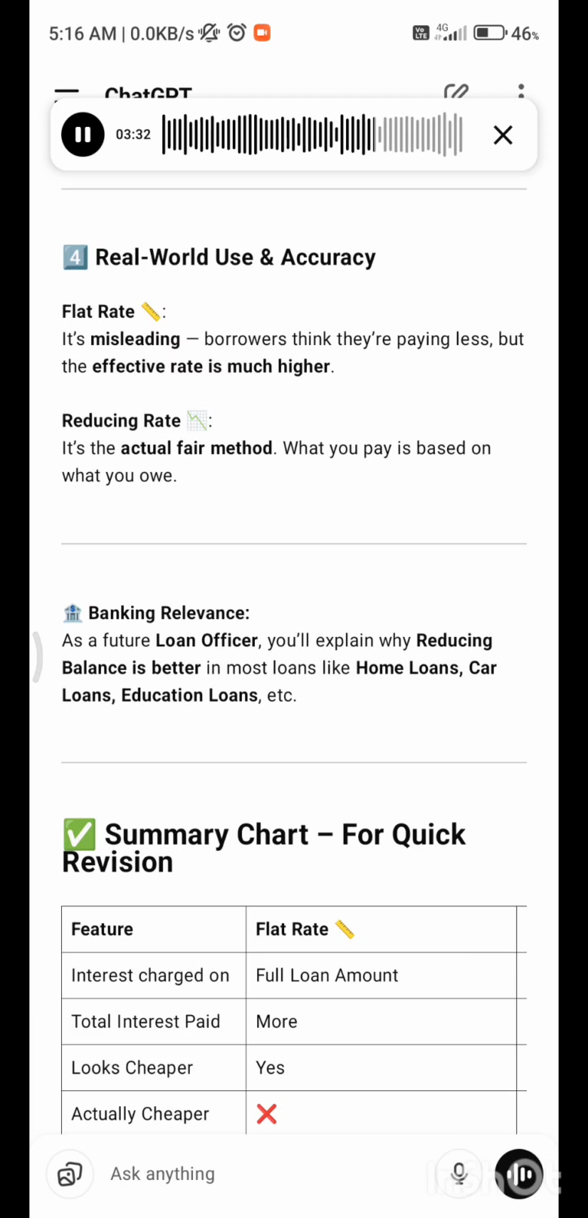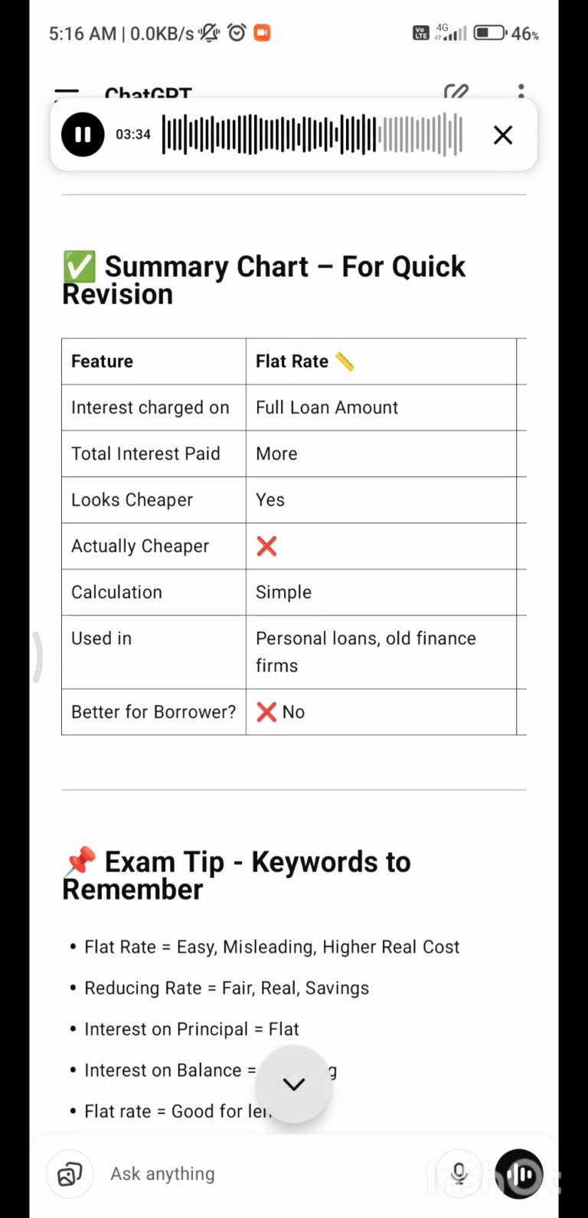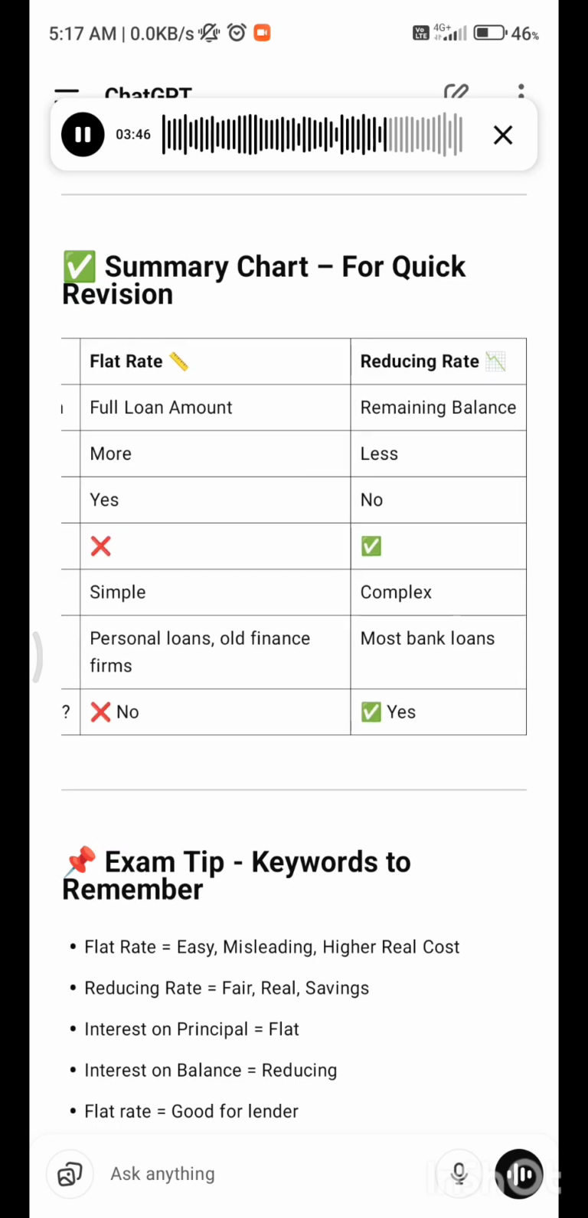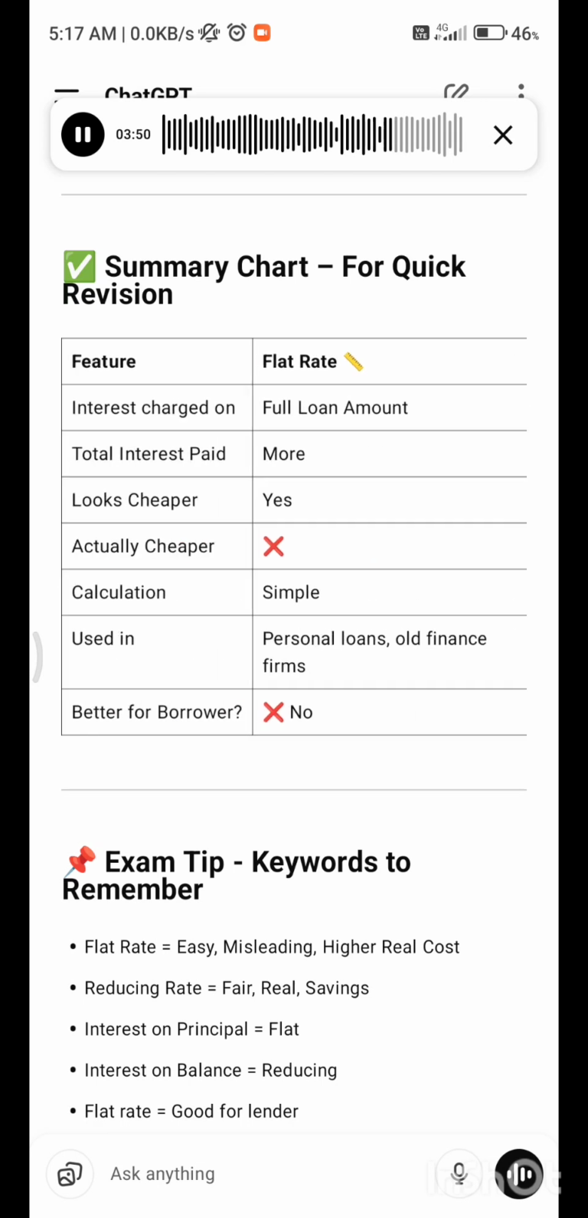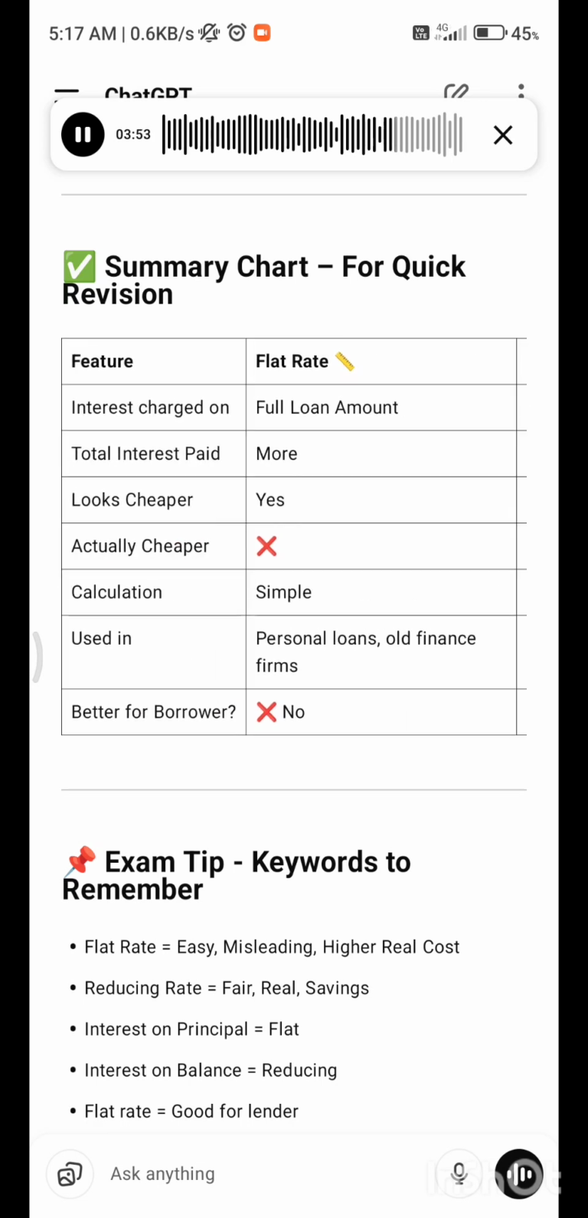Summary chart for quick revision. Feature: flat rate, reducing rate. Interest charged on: full loan amount, remaining balance. Total interest paid: more, less. Looks cheaper: yes, no. Actually cheaper: no, yes. Calculation: simple, complex. Used in: personal loans and old finance firms, most banks. Better for borrower? No. Yes. Exam tip, keywords to remember.